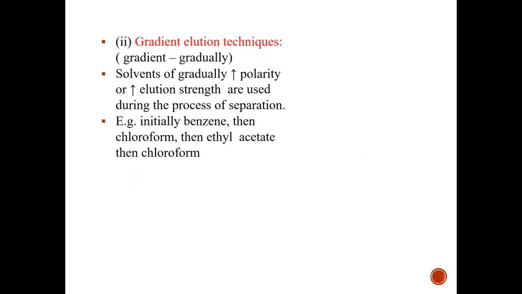Second, the gradient elution technique. Gradient means gradually: solvents of gradually increasing polarity or elution strength are used during the separation. For example, initially benzene is used, then chloroform, then ethyl acetate, then chloroform. Step by step, different mobile phases are used to increase the polarity and the elution strength.